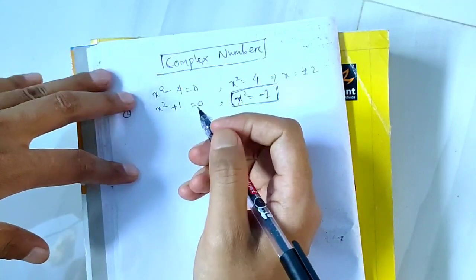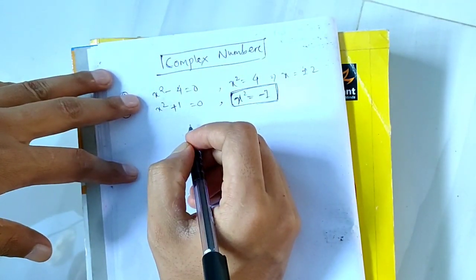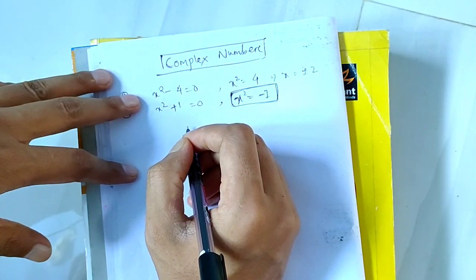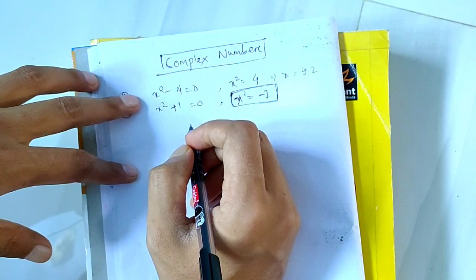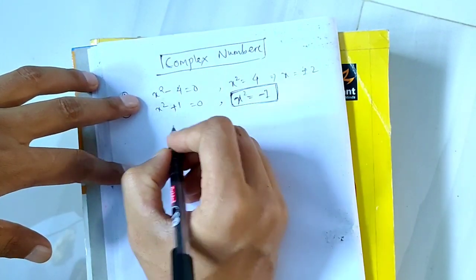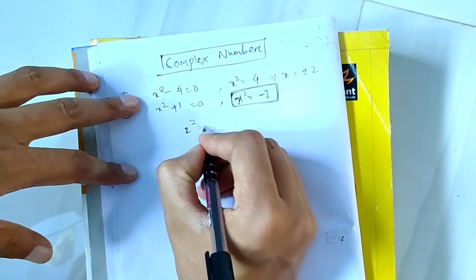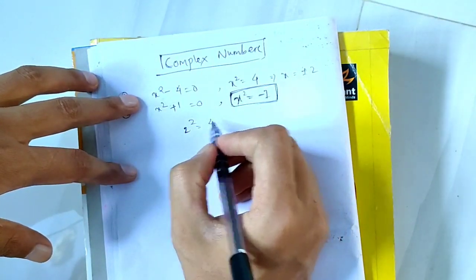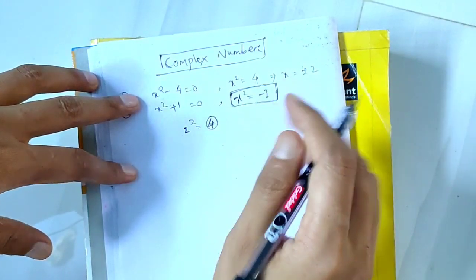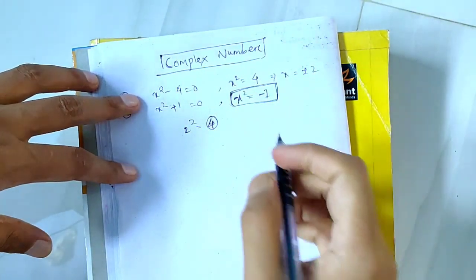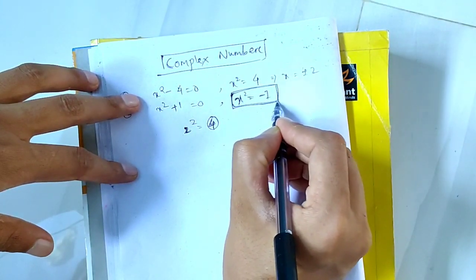So basically what I'm saying is that the square of any real number is non-negative. If we square any real number, suppose we take 2, 2 square equal to 4. Will you ever get a negative number if we square a real number? No. So here we are stuck.